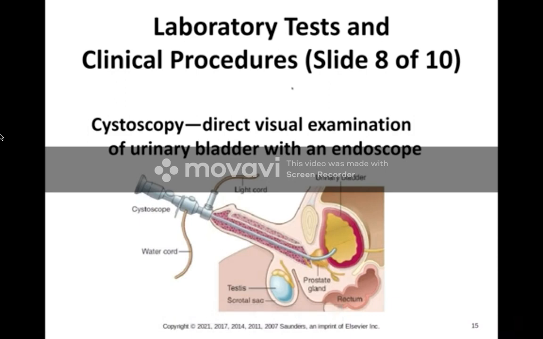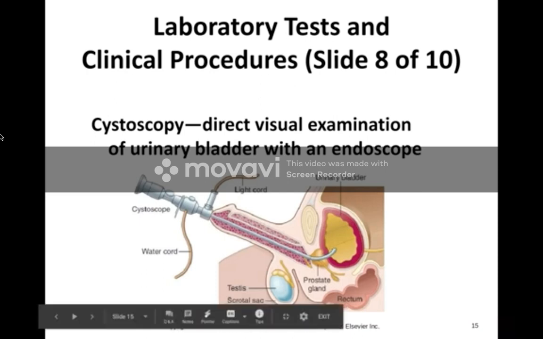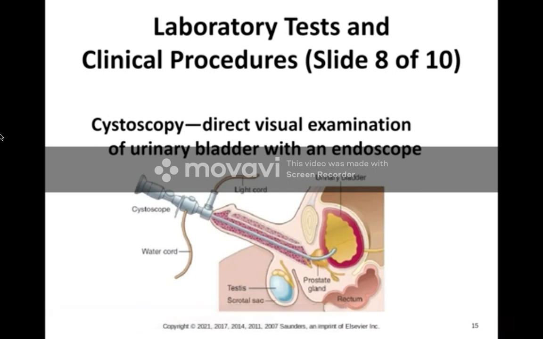So the cystoscopy is a direct visual exam of the urinary bladder with an endoscope. So a little wire is threaded up through the urethra, and it's got a camera on the end, and so they can get a direct visual exam of every structure through there.